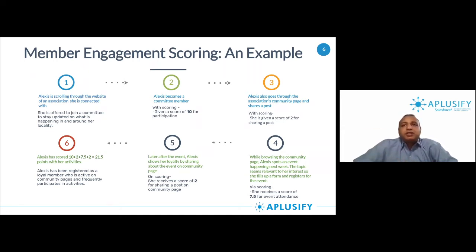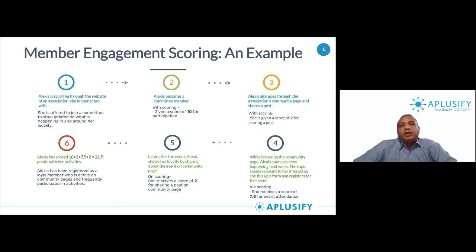Now she goes through the association's community page and shares a post, which fetches her 2 more points because she has shared a post. Then she spots an event that is happening, and it seems that she's interested in attending it, and she registers for that event. So she receives a score of 7.5 for event attendance. Later, she realizes that she should share that event on the community page. So we have a weightage of 2. She receives a score of 2 for sharing a post on the community page.